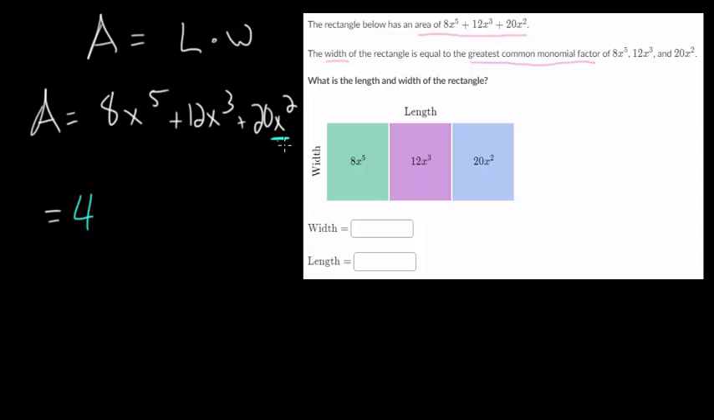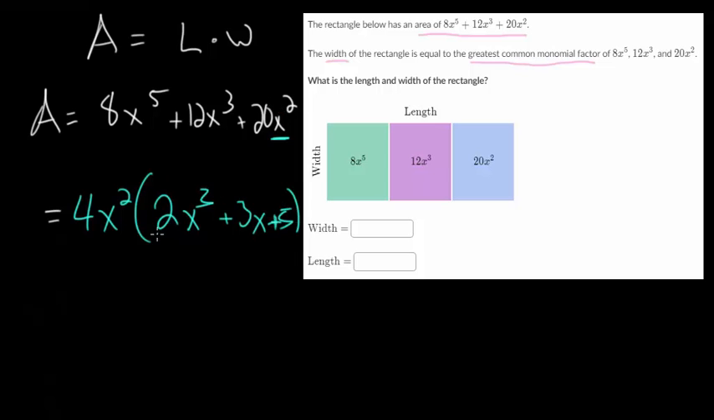And the lowest amount of x's is x squared. So that's all we'll be able to pull out for x. So here, 8 divided by 4, that's 2. And we took away 2 of these x's, so we'd have 3 left. Here, 12 divided by 4 is 3. And we took away 2 of the x's, or we divided x cubed by x squared, which is just x. And we took out both of the x's here. And then we have 20 divided by 4, which is 5.